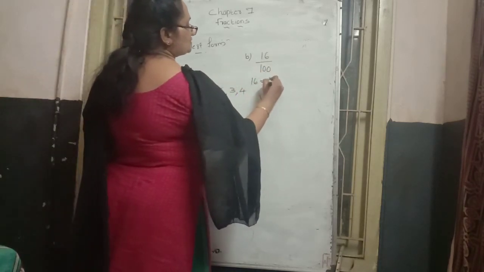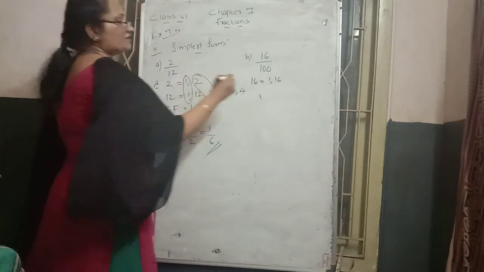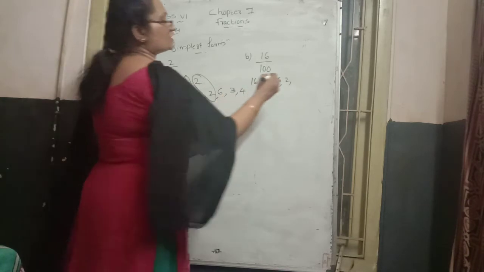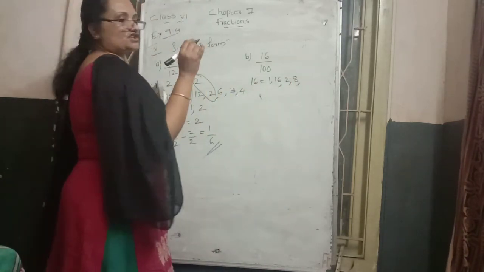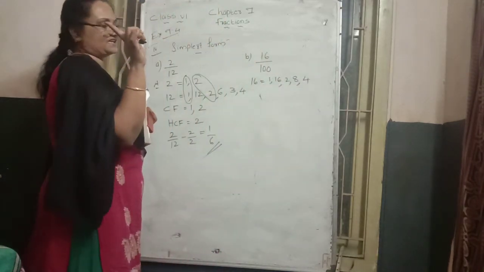What are the factors? 1 table 16 is there. Reverse also, 16 table 16 is there. 2 table 16 is there. When we get to 16, 2 8s are 16. That's why 8 table is also possible. 3 table 16 is not there. 4 table, 4 4s are 16. So the repeated number is counted one time.